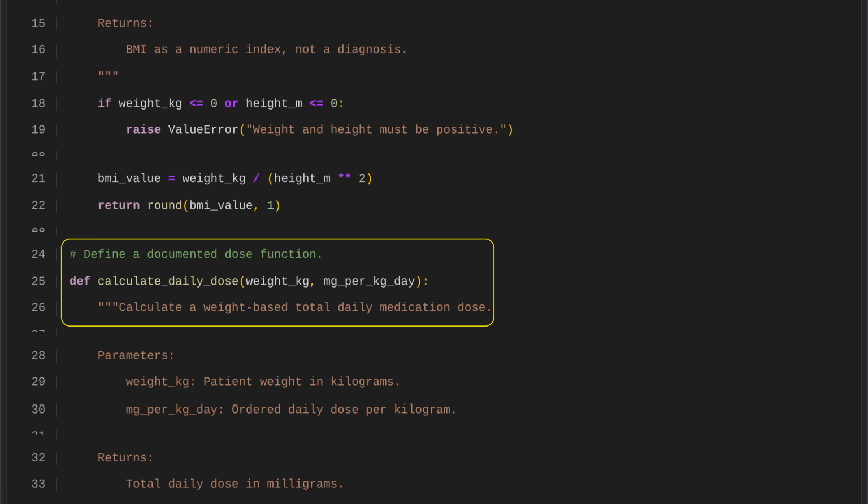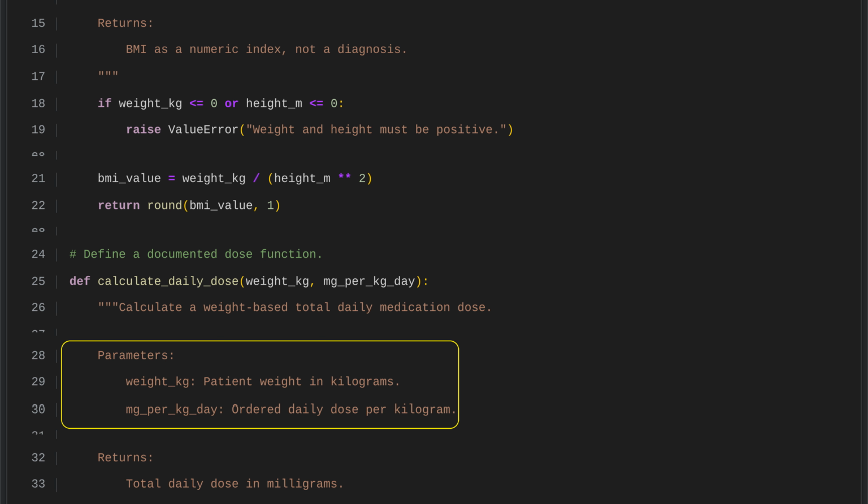The calculate daily dose function determines a patient's total daily medication dose from their weight and the ordered dose per kilogram. Its docstring briefly explains the function's purpose, identifies the two required inputs, and states that the result is the total daily dose in milligrams. This makes the function's use and expected output clear to anyone reading it.